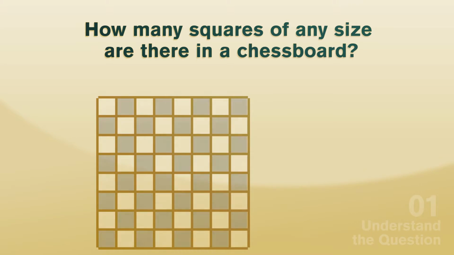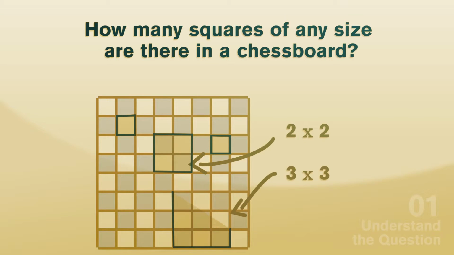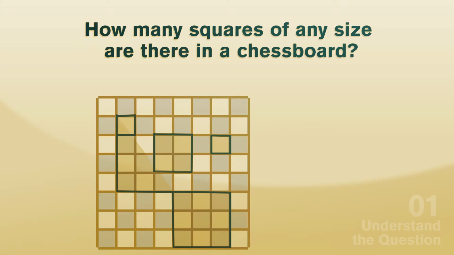Obviously, there's a square, but the question says of any size. So there are more squares here than the obvious small ones. Well, there's this 2x2 square, and there's also this 3x3 square. We need to also consider that these squares are going to overlap, like this one here, or this one. So what the question is really asking is how many squares of all these different sizes are there in total?